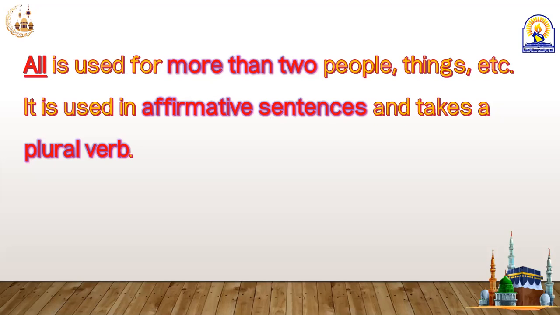And after all, which verb can we take? We take a plural verb. Why plural verb? Because we are talking about more than two. If you are talking about one guy, this is singular, but we are talking about more than two. I mean, we are talking about 3, 4, 5. So the subject here is plural and it needs a plural verb. Let's read this example.